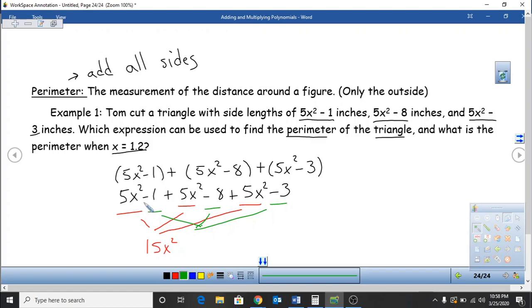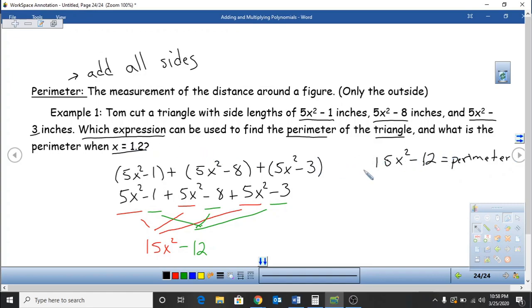Right, and then I'm going to add up my numbers. So I have negative 1 minus 8 minus 3. So I have negative 1 minus 8. That's just going to give me negative 9, and then minus another 3 is going to be minus 12. So the expression, because they want the expression, if we ask which expression, it's just 15x squared minus 12. So that's the perimeter, okay? So this would be the perimeter right here. I'm just going to put perimeter. So this is the perimeter.